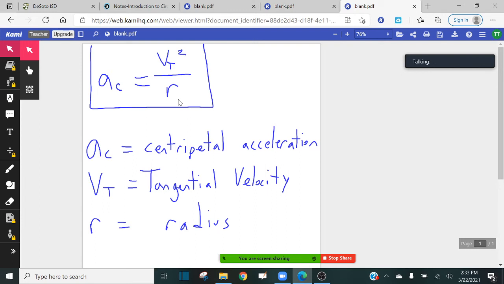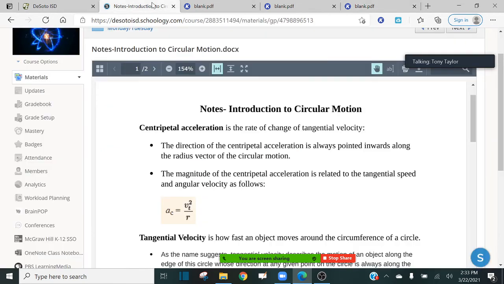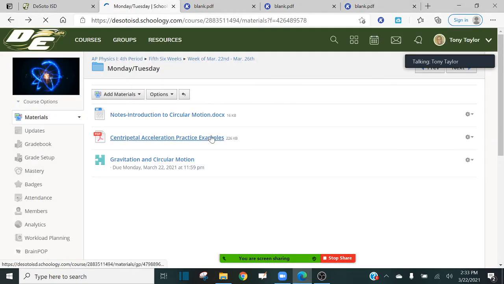Now, with that said, guys, I want to do about 3 examples with you from this PDF file right here that says centripetal acceleration practice problems. So let's just do that, and then I'm gonna let you guys go.